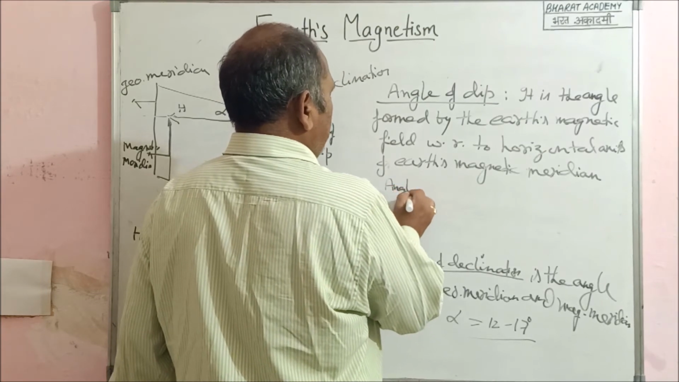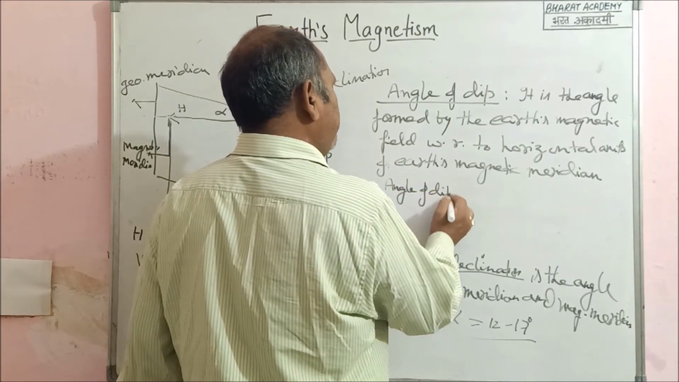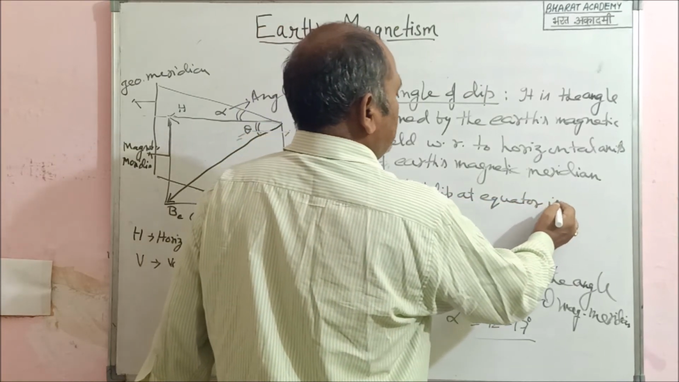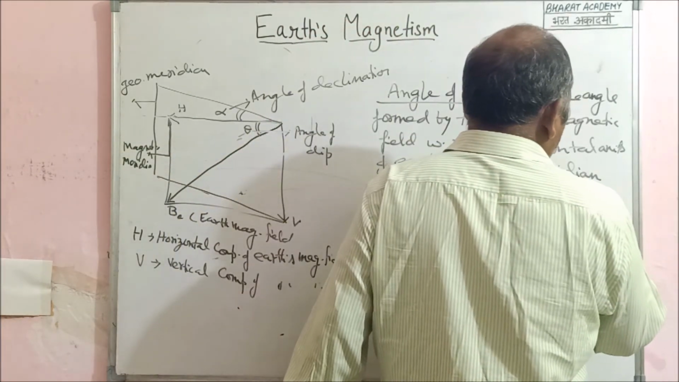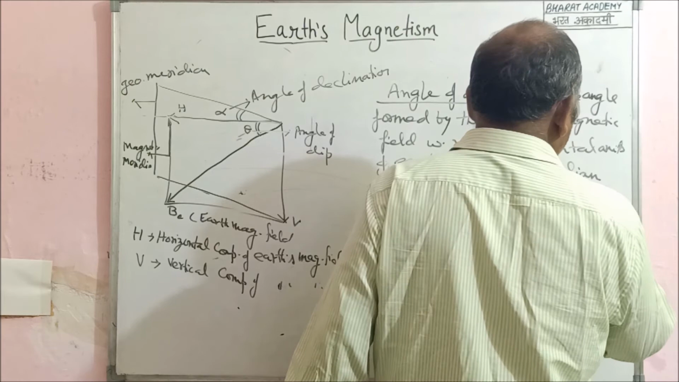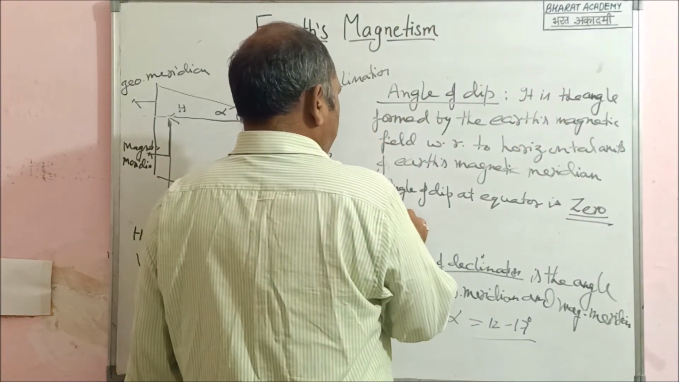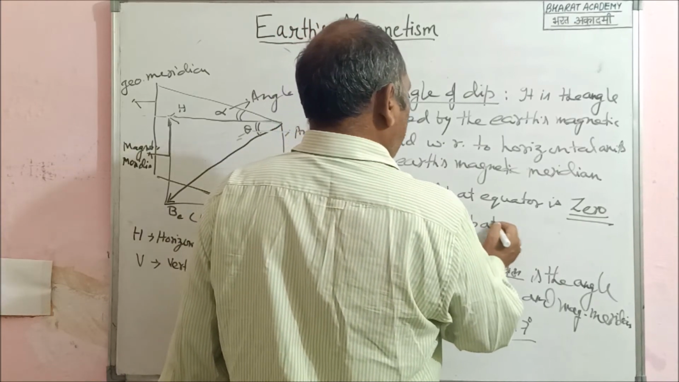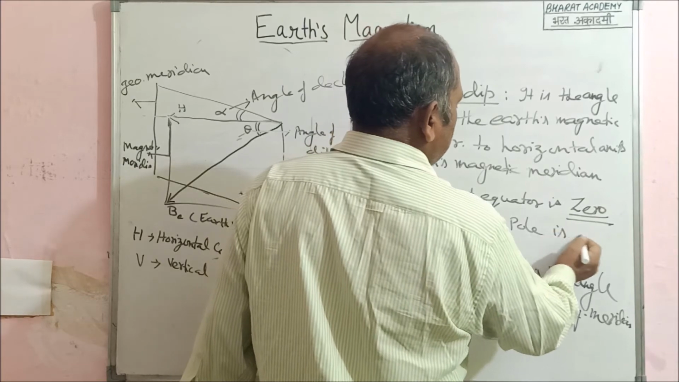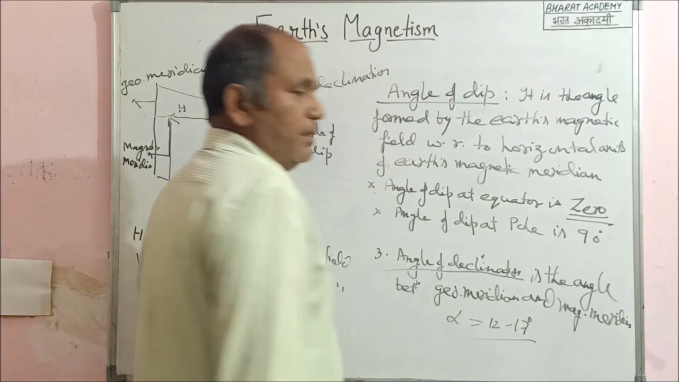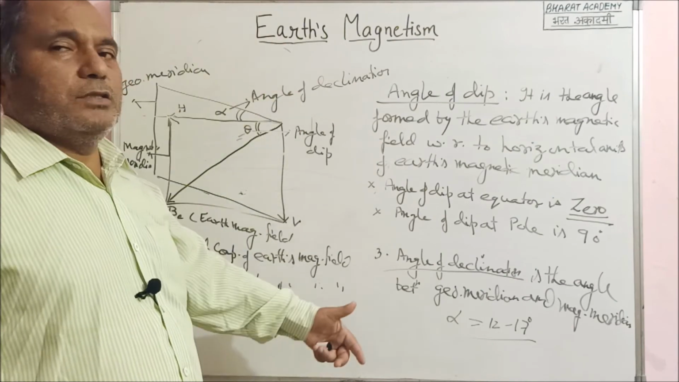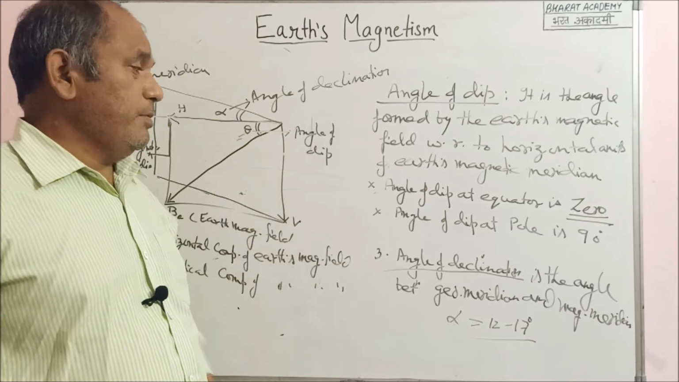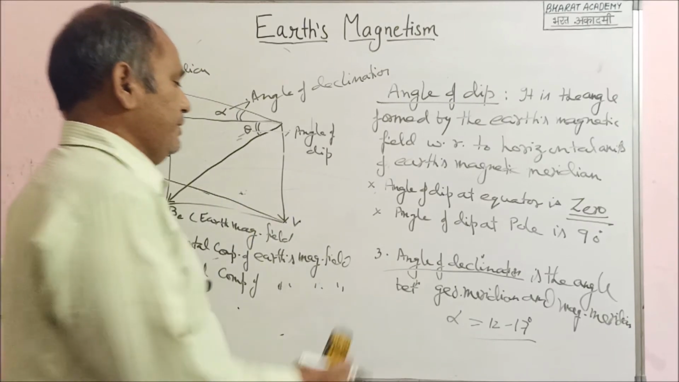Do remember this one. Angle of dip at the equator is 0. Angle of dip at the pole is 90 degrees. If you have any confusion, remember the equator is the origin and it goes up to the pole, that is 90 degrees. So theta is 0 at the equator and 90 at the pole, right?